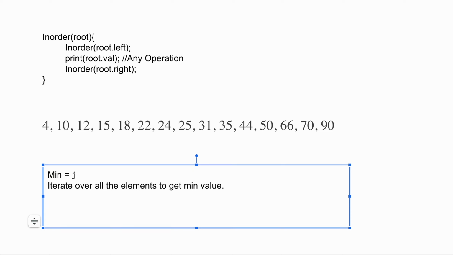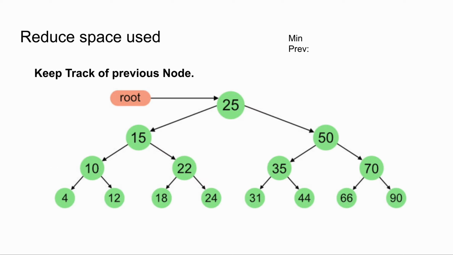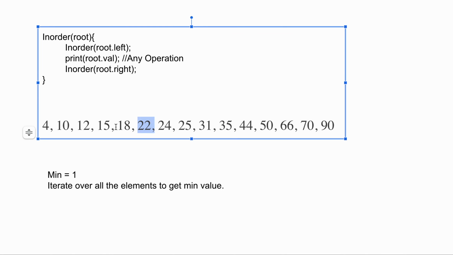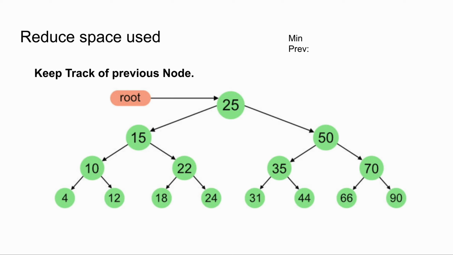Okay. But here we are using extra space, that is, we are using an array list. So how can we actually reduce this? Can we reduce this? Yes. How? We keep track of the previous node. We just require the previous value, right? For example, here, once you are here, you don't need all the previous values. All you need is just 18. Similarly, once you are here, you just need 50. That is, you need to keep track of the previous element.